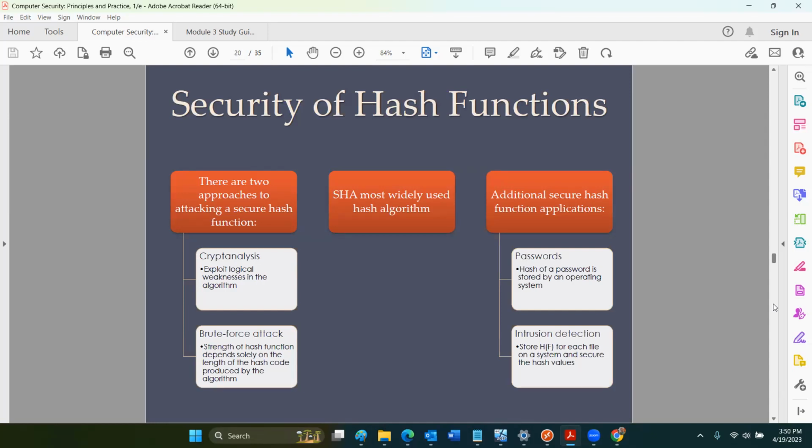Or, well, all right. So in terms of the order of the slide, it's going to talk about hashing functions. So SHA, secure hashing algorithm, is the most widely used hashing algorithm. There used to be a message digest, MD version 1, version 2, version 3, version 4, version 5, MD5, right?